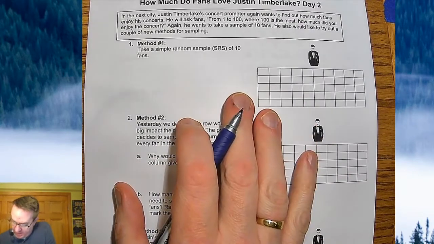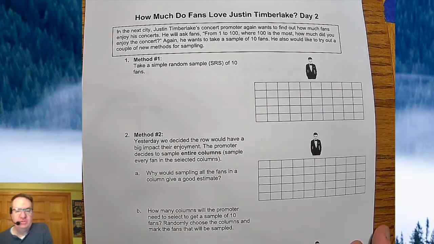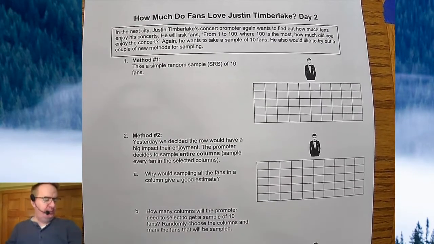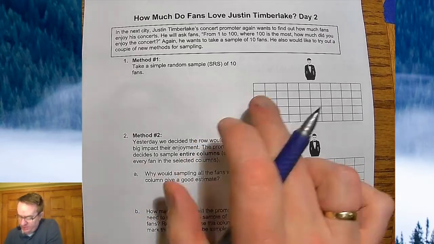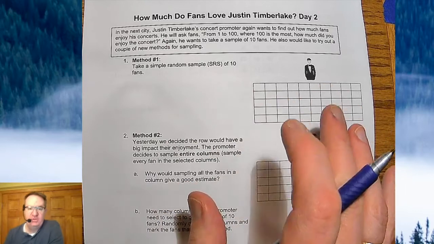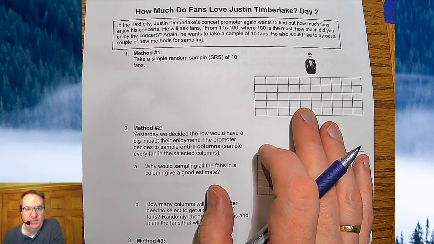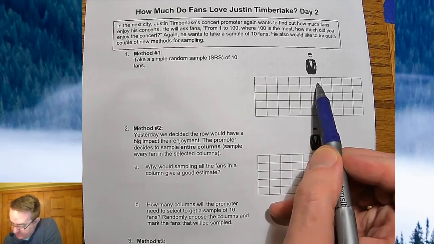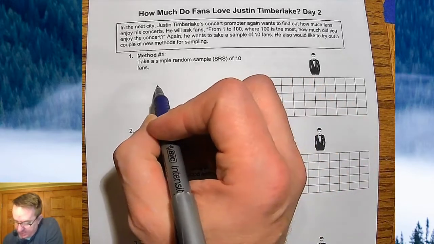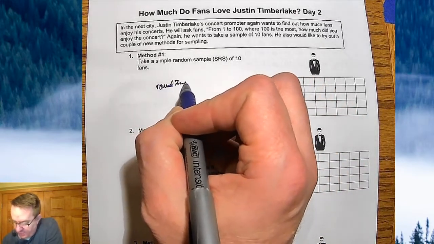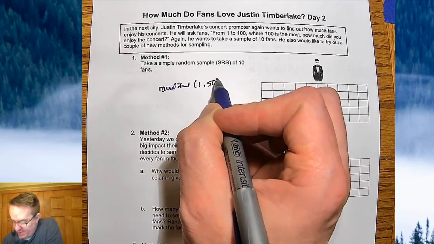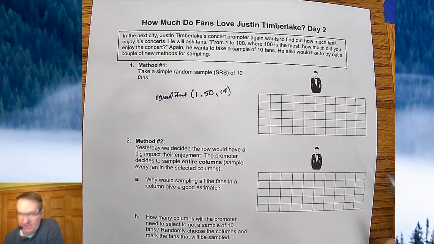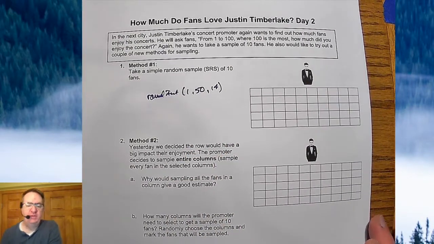So here, next city, the concert promoter still wants to know how Justin's doing and how fans are feeling. So you're going to take a simple random sample of these seats here, and you want to do 10 of them. How many seats do we have? 2, 4, 6, 8, 10. We've got 50 seats. So you're going to have to do your random integer, 1 to 50, and pick 10 of them. I would probably pick 14 just to be safe, in case there are any numbers that duplicate.